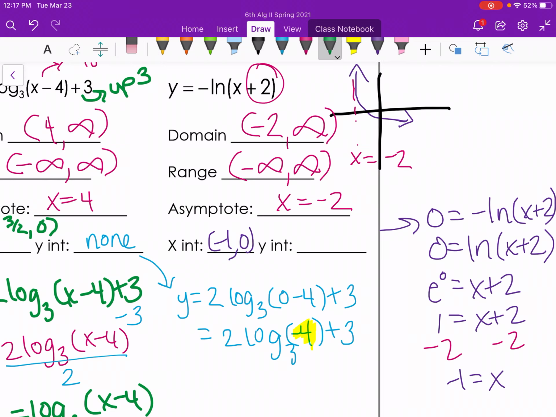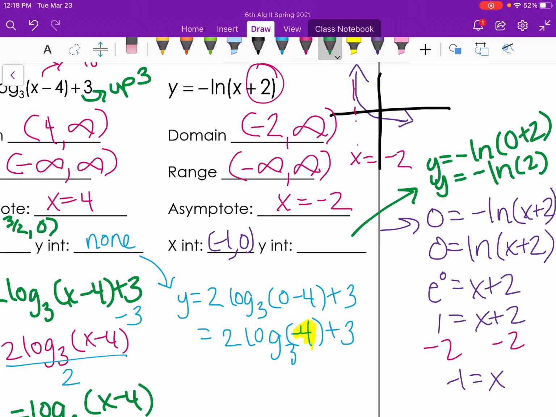And then my y-intercept is when x is 0. So I have y equals negative natural log of 0 plus 2, or negative natural log of 2. And you can leave it just like that because that's the exact answer. So you would have 0, comma, negative natural log of 2.